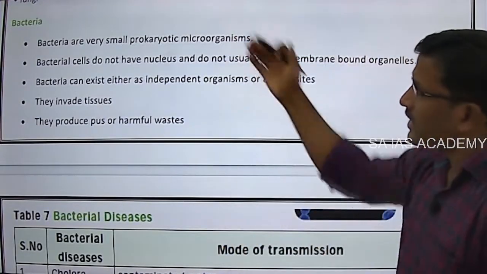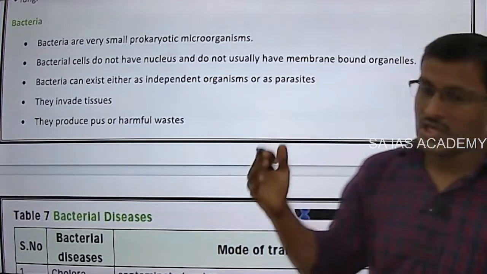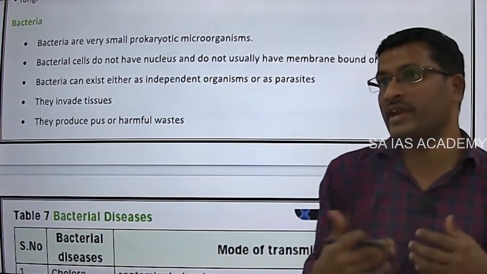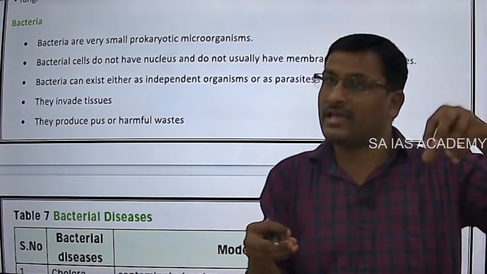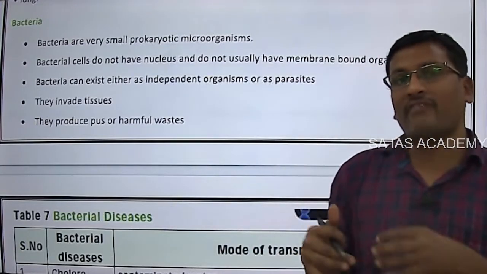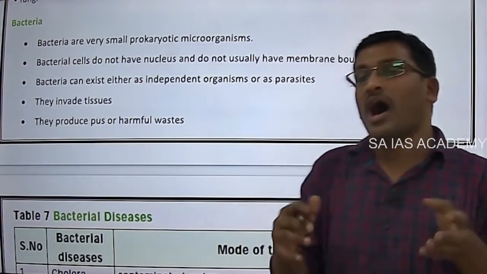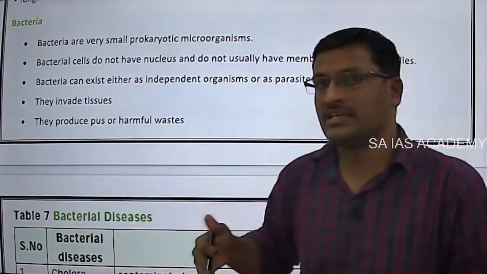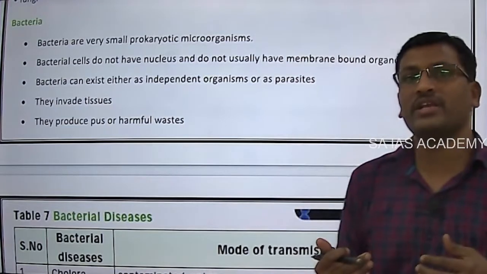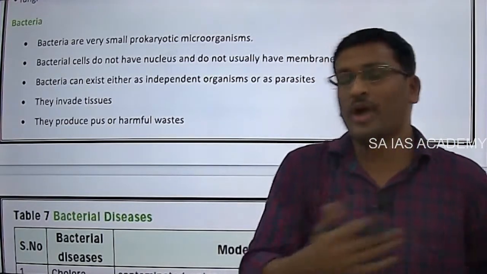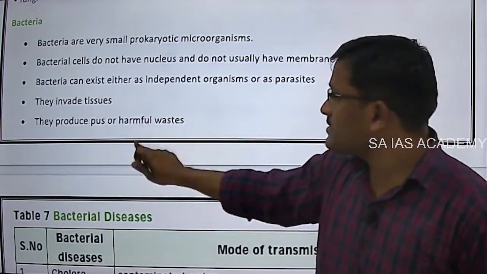Another point: bacteria can exist either as independent organisms or as parasites. In our day-to-day life, bacteria as a microorganism can have a host. So it can live in another microorganism, plants, animals, or anything, or it can also live independently. Also, they invade tissues. Tissues mean in our bodies or any other organism, it can penetrate and live in that. And they produce pus or harmful waste.